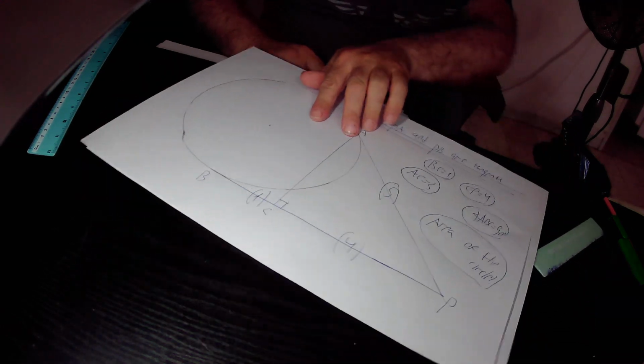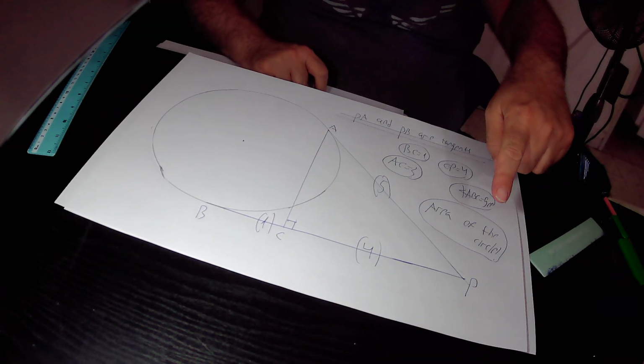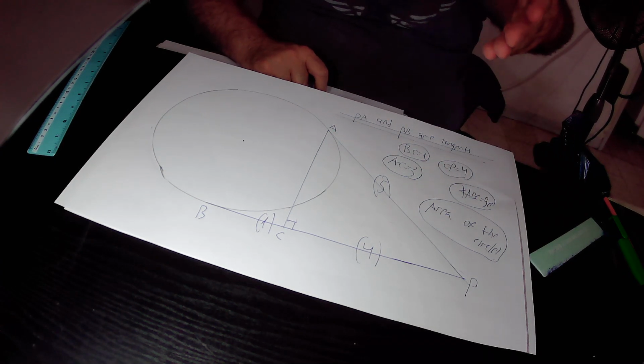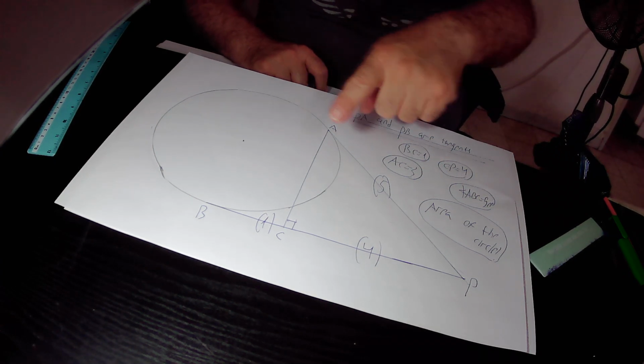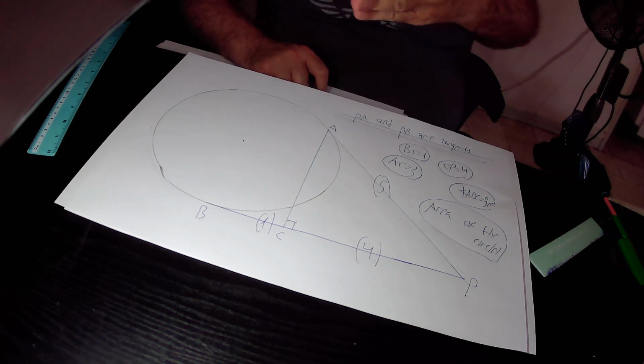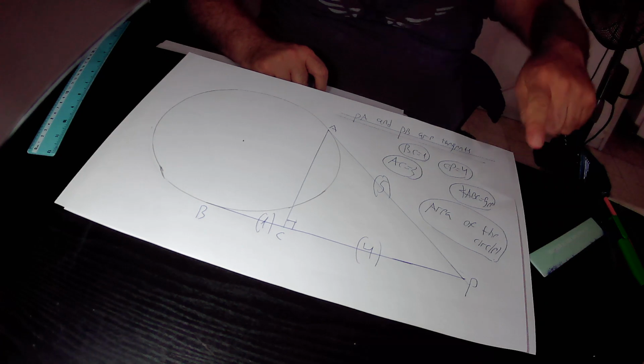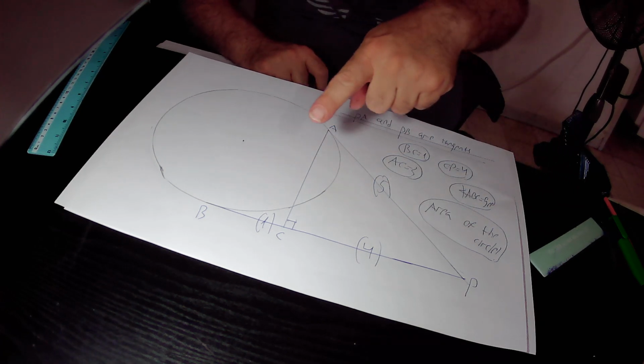We know that according to what is given in the question, PA and PB are two tangents to this circle at points A and B. So PB is a tangent. PB is a tangent, it is absolutely a straight line.